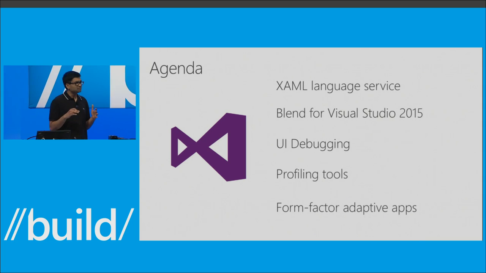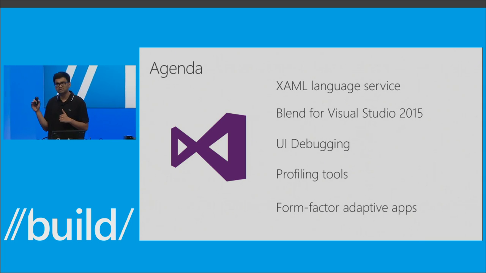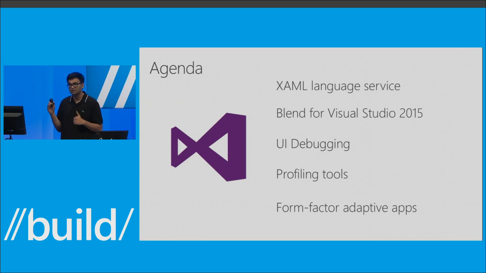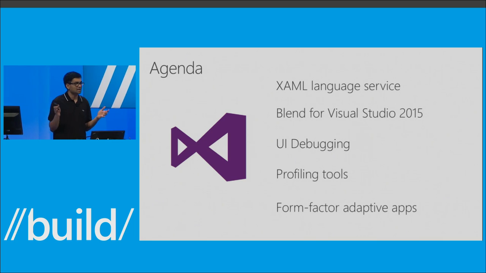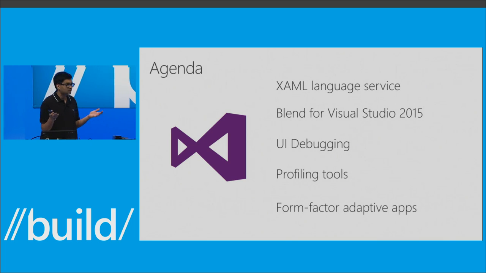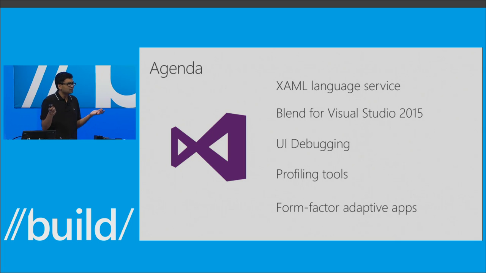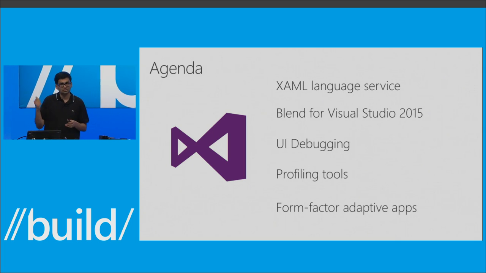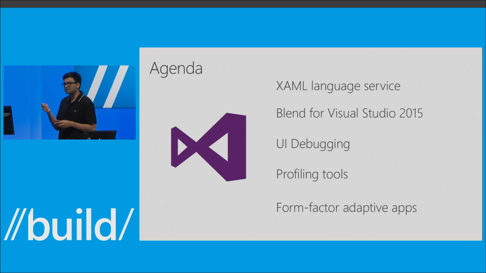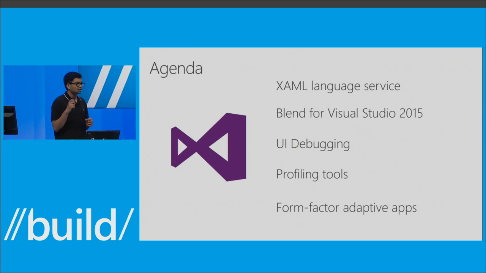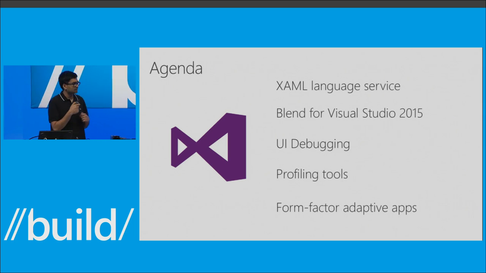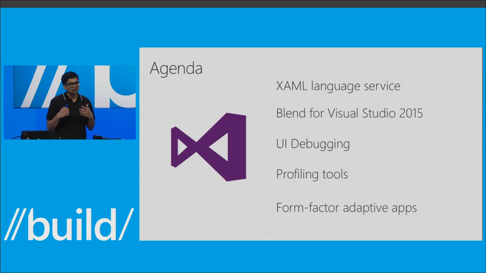Now, the one thing I should make very clear is for most of these demos, I'm going to be doing it in the context of WPF. But the experiences are equally applicable to any XAML application. So you may be building a Windows 8.1 application or even a Windows 10 universal application. You'll notice that all of these experiences work pretty consistently across all XAML apps. The only exception is the last one, the form factor adaptive apps. I'm going to do a demo in the context of a universal Windows app.